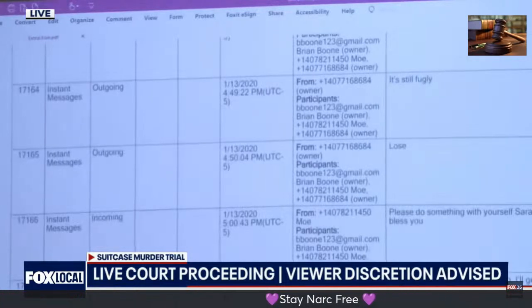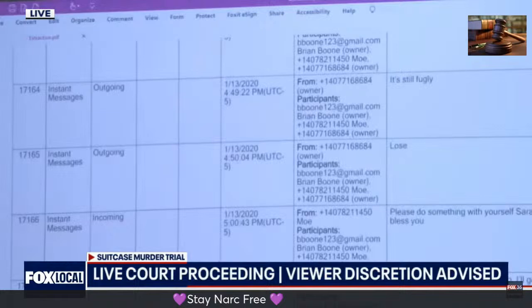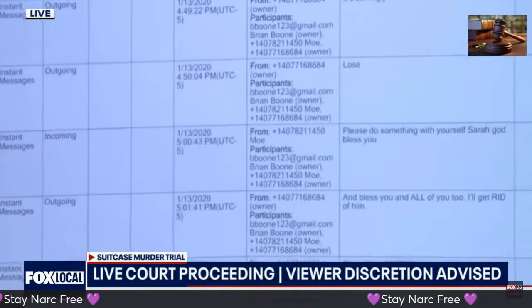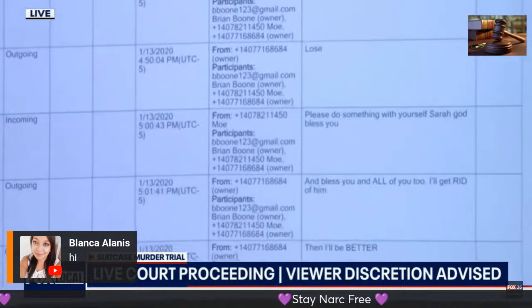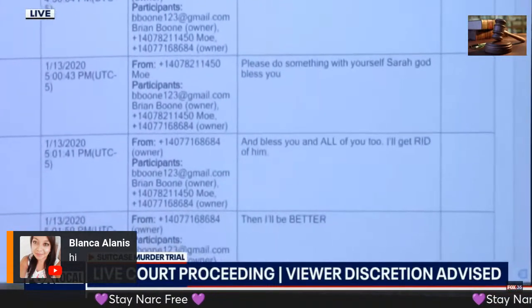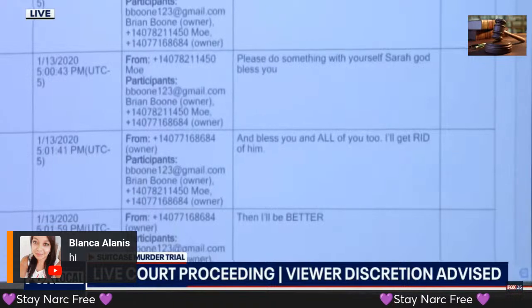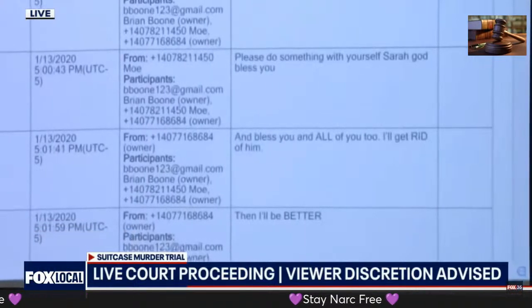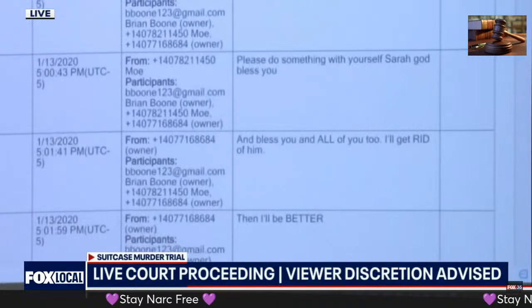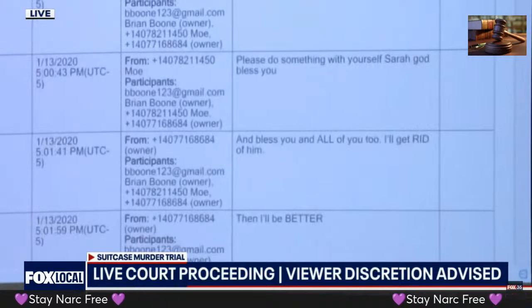Turning down to 17167. It's an instant message that indicates it's outgoing from this device on January 13th, 2020, 5:01 p.m., 41 seconds. And it's from what is the Karen owner. Does that mean it's from the device? Yes. What's the content of that text message? Sorry, what was the line item number? 17167. And bless you and all of you too. I'll get rid of him.